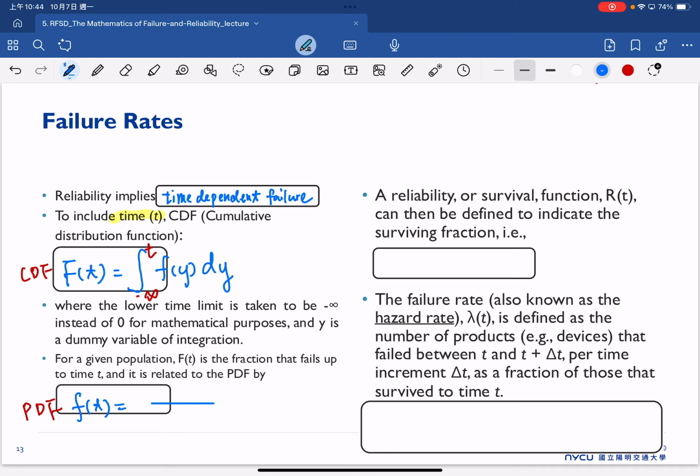So reliability, or sometimes we call it a survival function, can be defined to indicate the surviving fraction. Reliability means that the device can survive. So basically what we can do is take 1 minus the value. The CDF is the value for all the devices that have reached the failure state. So if we consider 1 minus the CDF, that's equal to the survival, which means the reliability function.